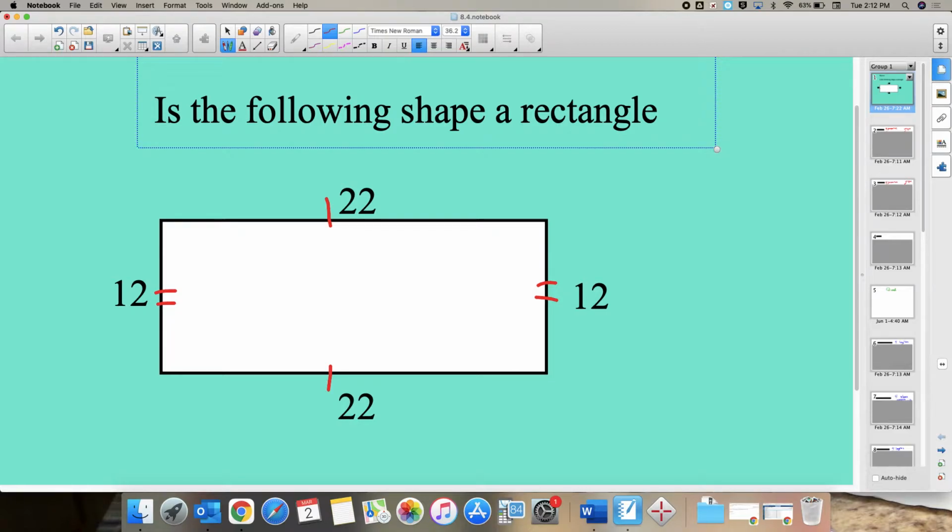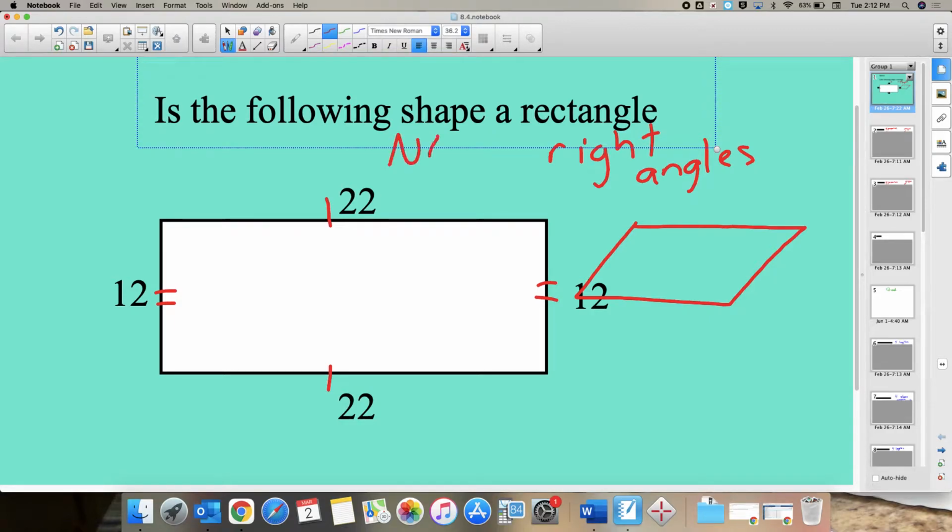For a rectangle, what we're going to learn today is that we need to have right angles. There is nothing here showing that I have right angles at all. All they're saying here is that those opposite sides are equal. Well, that could very easily be a parallelogram instead. So what we have here is not a rectangle. Okay? We're going to look at three different types of parallelograms here in 8.4.